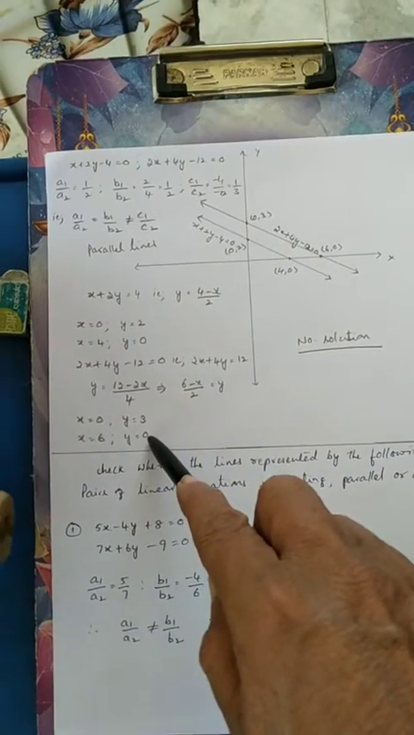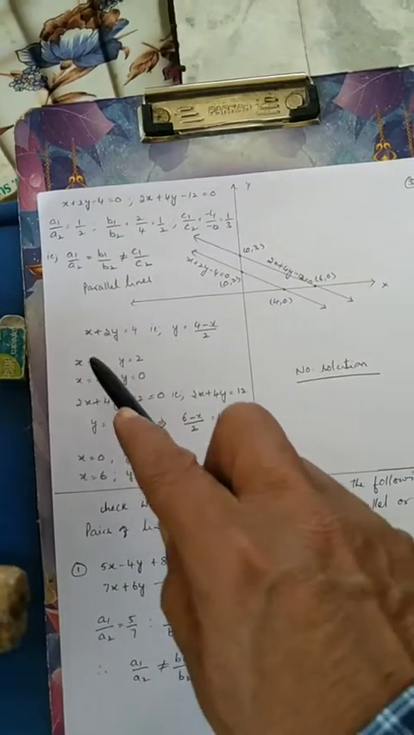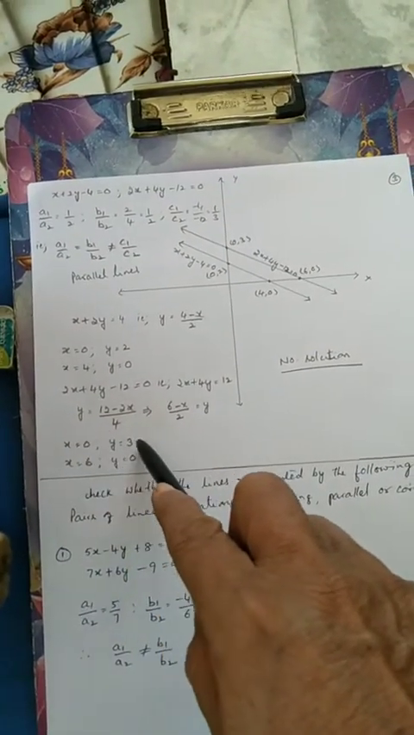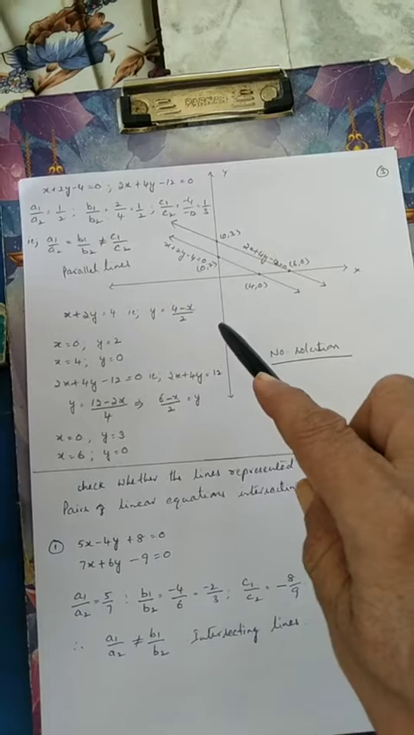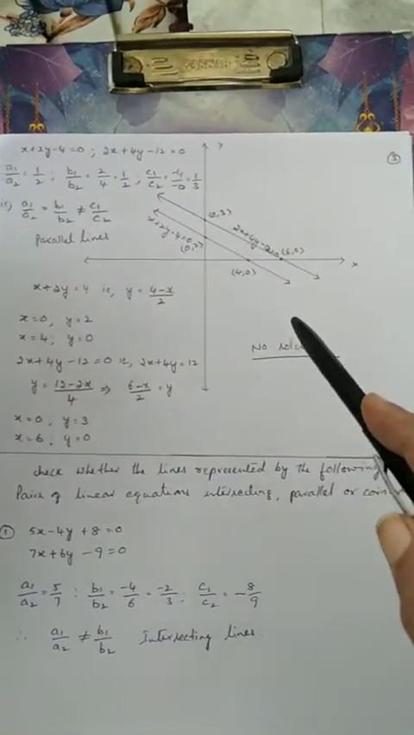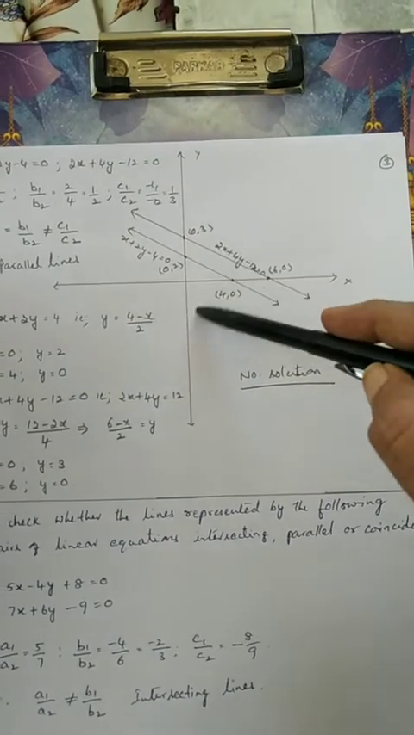So what are the ordered pairs we got? 0, 2 and 4, 0. In this case 0, 3 and 6, 0. Now here we can plot the graph by using these points. What we observe is these two lines are parallel.